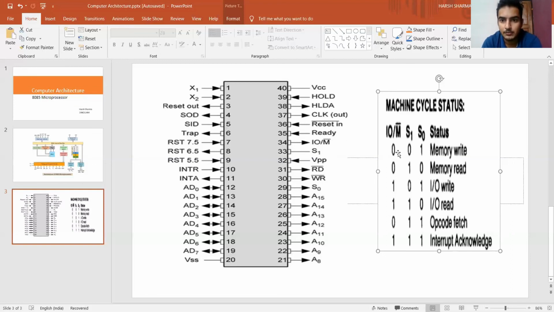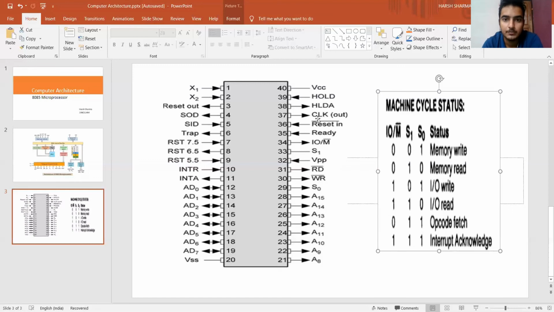If our S1 and S0 value is 0 1 and IOM value is 0, that means memory write, we are writing in the memory. In the same way, if IOM value is 0 and S1 value is 1 and S0 value is 0, we are reading from the memory. In the same way, IO, that is input output, input write and input read, will work in the same way. So we have discussed S1, S0, RD, WR, IOM and VPP.